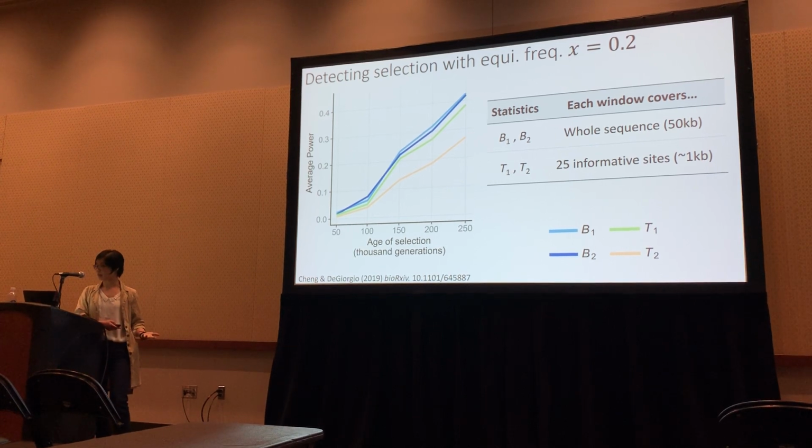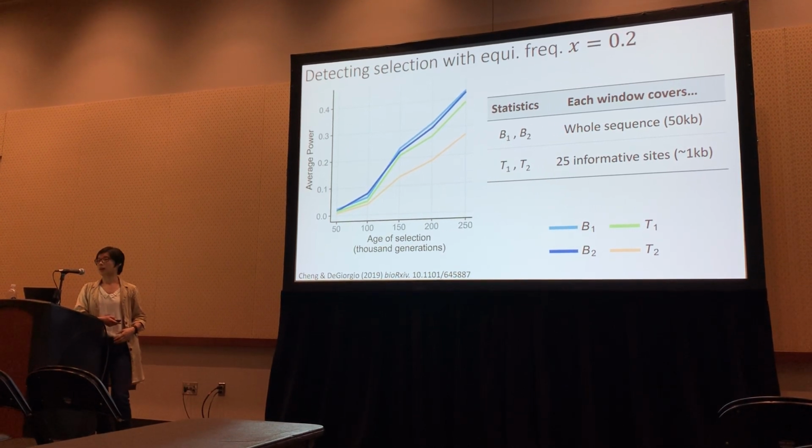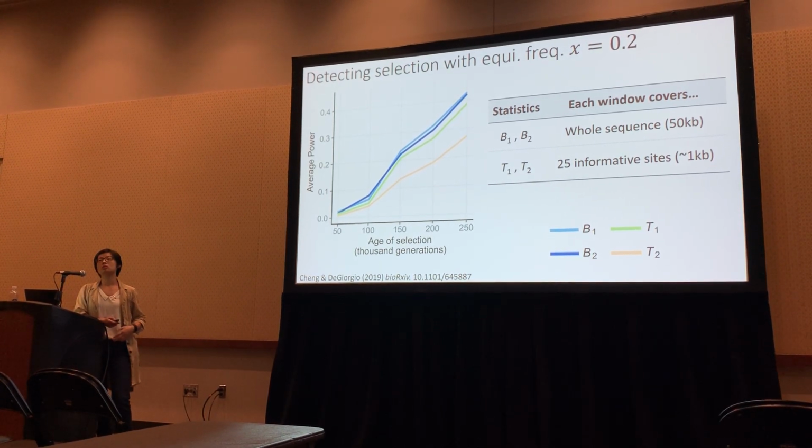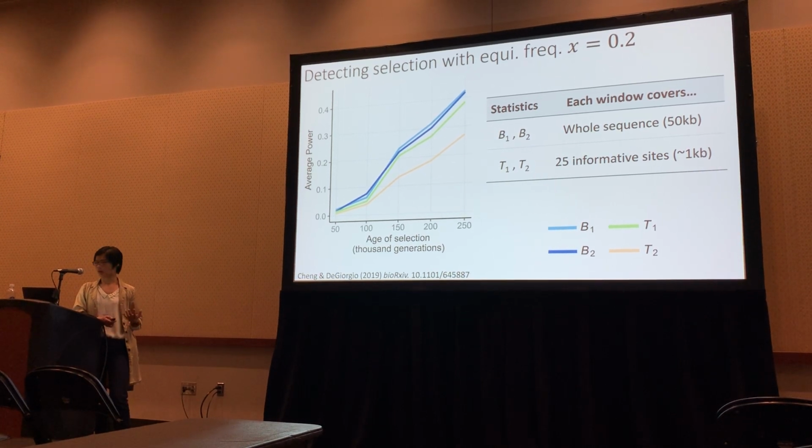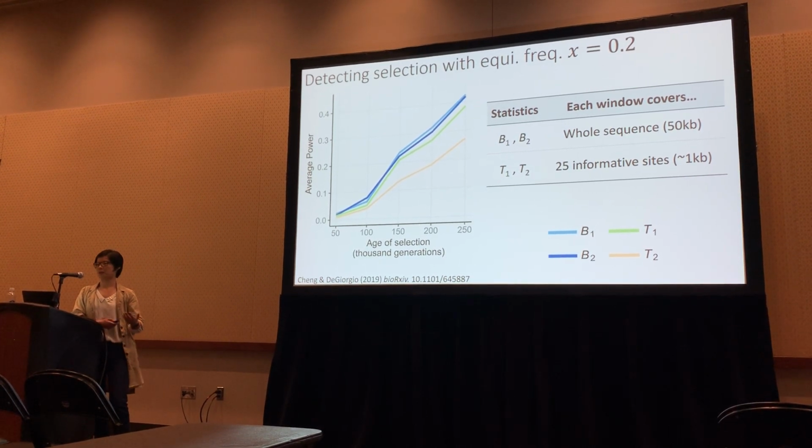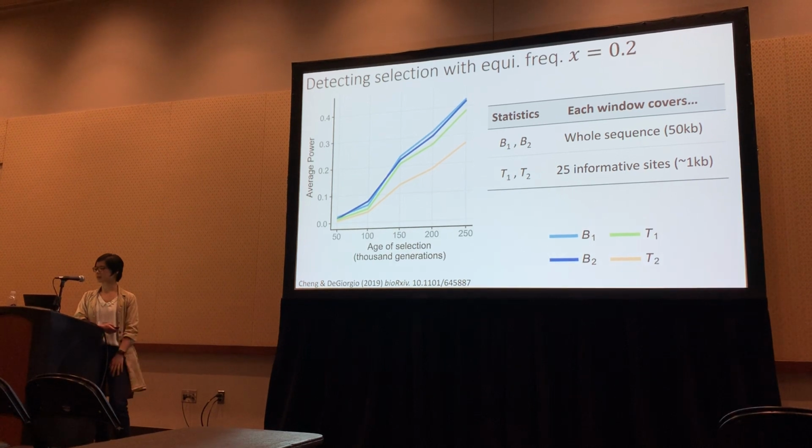And we think that's great, and at least so far we know that B statistics are able to detect balancing selection powerfully, even though they're applied with the least optimal window size.